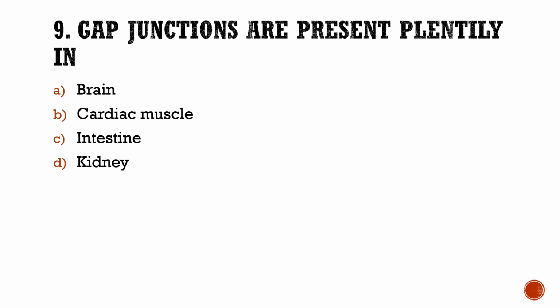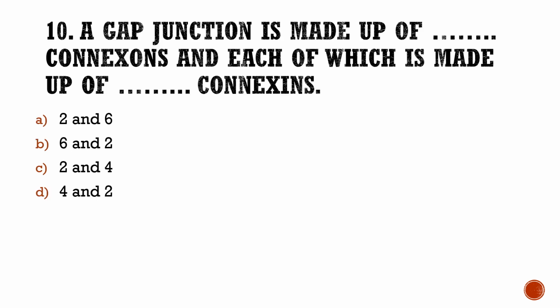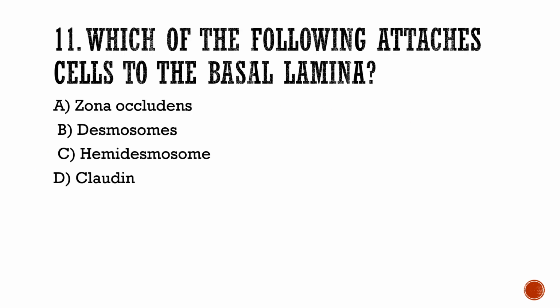The answer is cardiac muscle. A gap junction is made up of dash connexons and each of which is made up of dash connexins. So how many connexons are there? So there are two channels, right? 2, and there are 6 subunits of proteins, that is connexins. So 2 and 6 is the answer for this question.